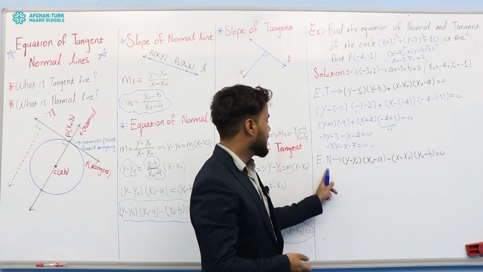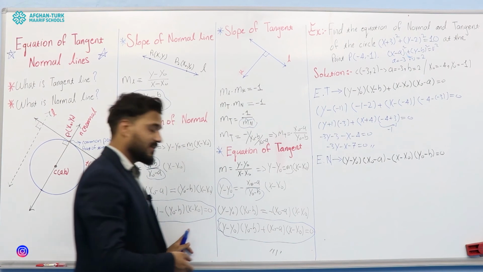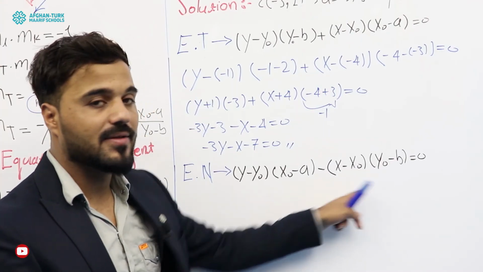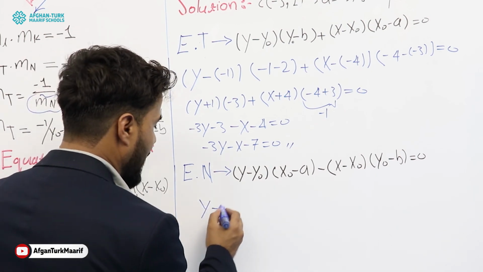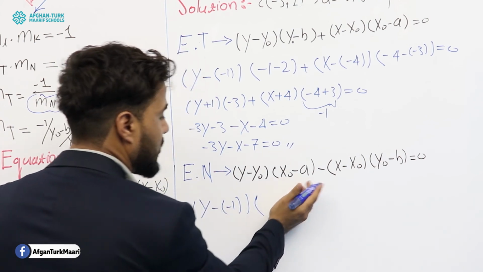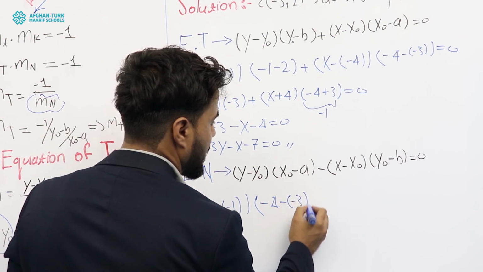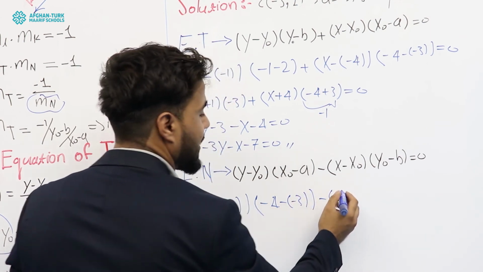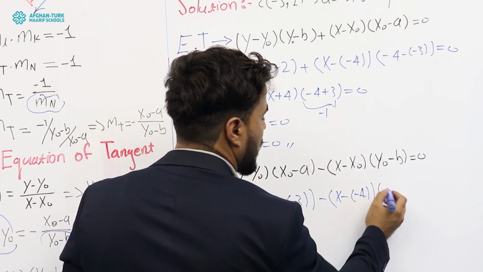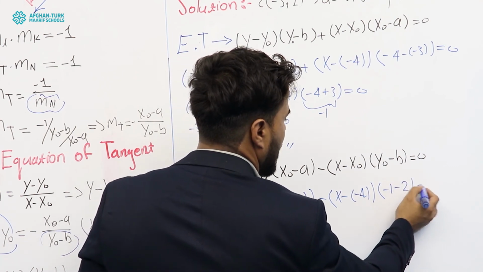Equation of normal line. The equation of normal line is equal to this one, which we found in here. So now I'm going to put just the values of y0, x0, a and b in this equation. So y minus y0 is equal to minus 1 times x0 is equal to minus 4 minus a is equal to minus 3 minus x minus x0, x minus x0 is equal to minus 4 times y0, which is equal to minus 1 minus b, b is equal to 2, equal to 0.